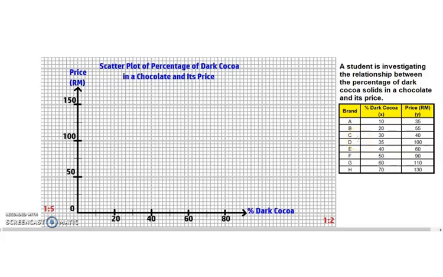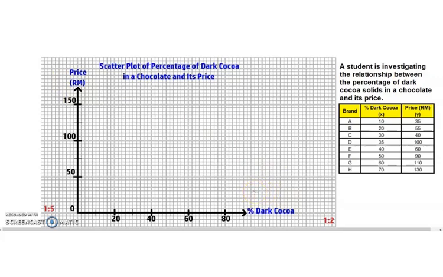Okay, first you prepare a scale for the x and y axis as usual. So the x axis here will be our independent variable X, and the y axis here will be our dependent variable Y. So Y just now is price and X is the percentage of dark cocoa.